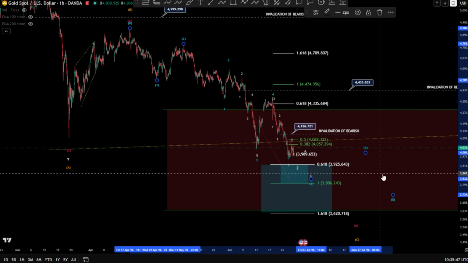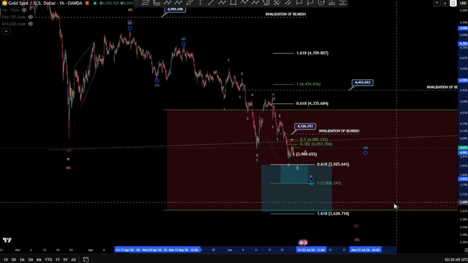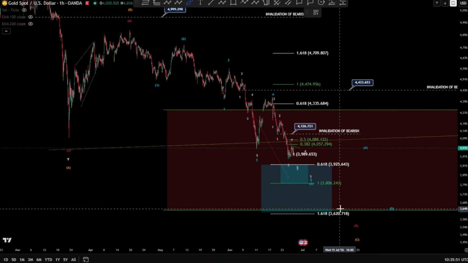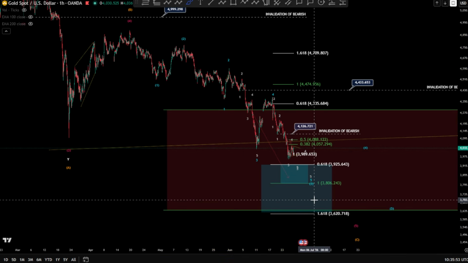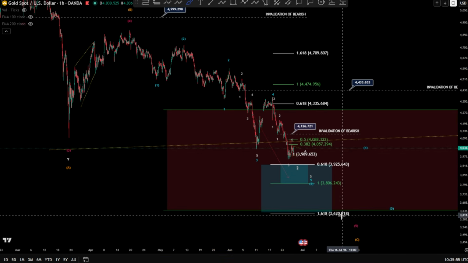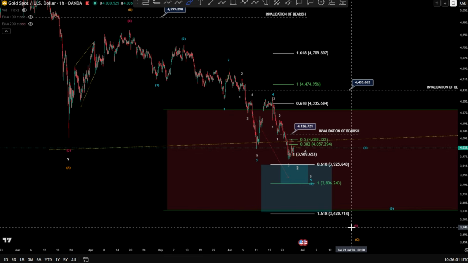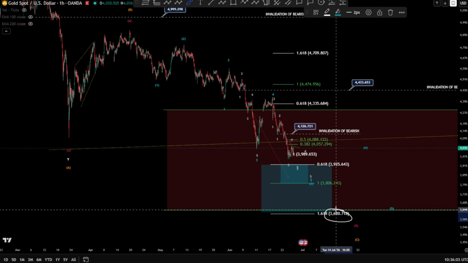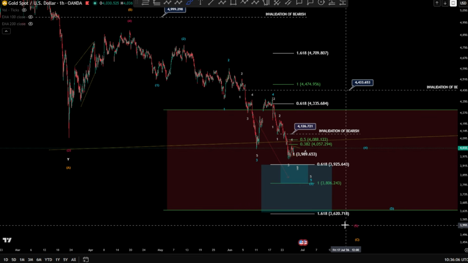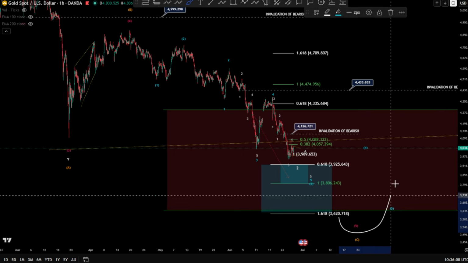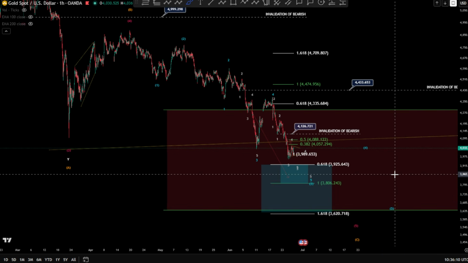Once we finish the impulse, of course, then having a wave 5, which can still reach lower for the 1.618 extension, $3,620. And very likely, as a psychological number, it might get aggressive and push towards the 3,500, meaning less $120, hitting the psychological number before we push towards the upside.